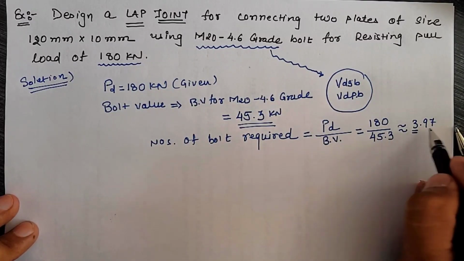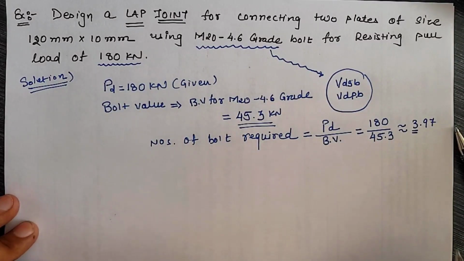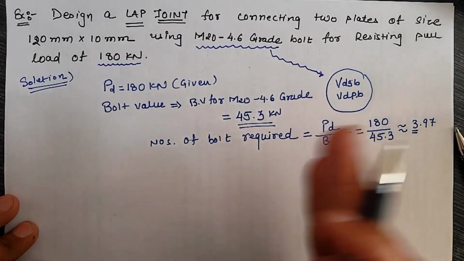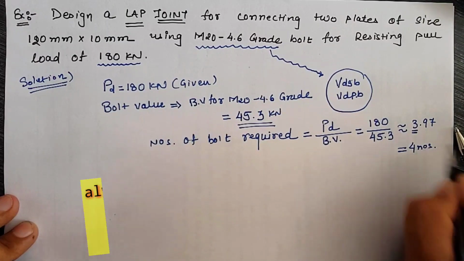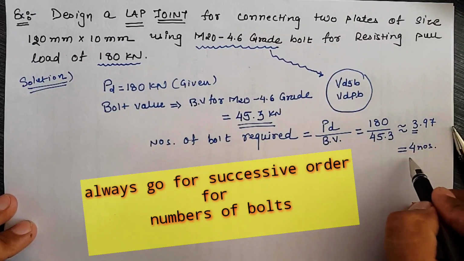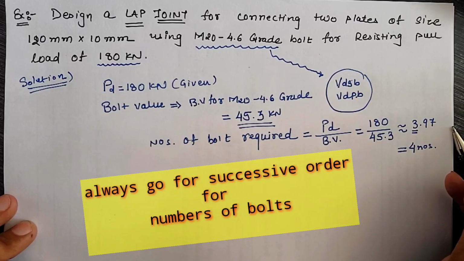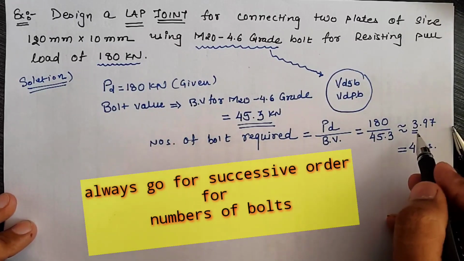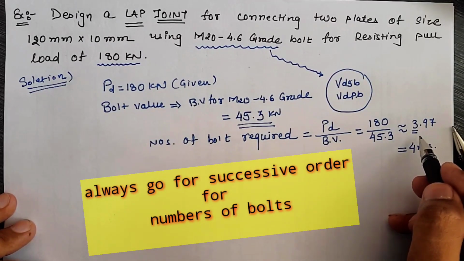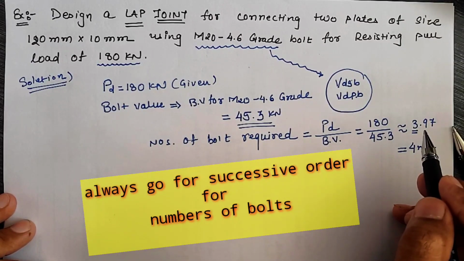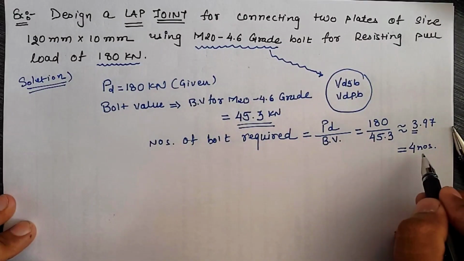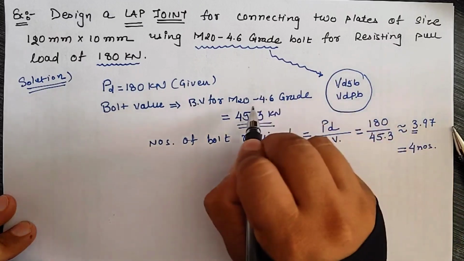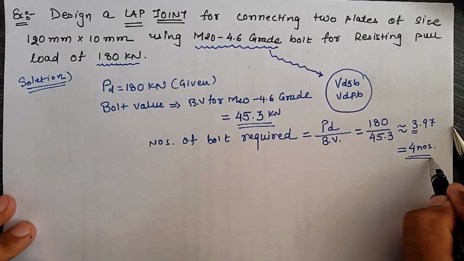This indicates that we require 3 full bolts, and 0.97 indicates 97% of a bolt as a partial bolt, but we cannot divide a bolt part-wise, meaning percentage-wise. So we have to provide more bolts, 4 numbers of bolts. We have to round up to the next number, not down. If our value is 5.25, we have to provide 6. If it is 4.99, then also we have to provide 5. Similarly we can find out the number of bolts. So first of all we have to find out VDSB, VDPB and the bolt value. The next step is the number of bolts.